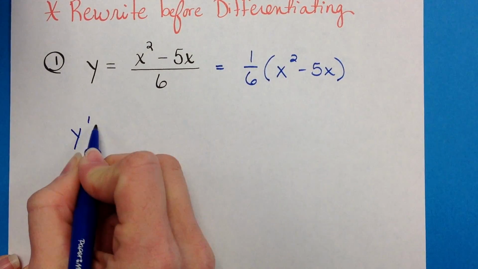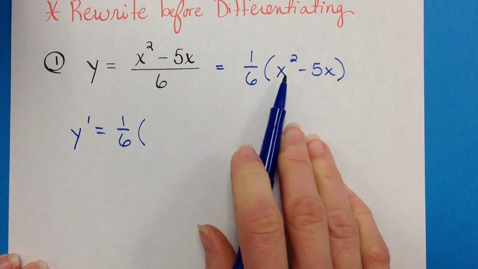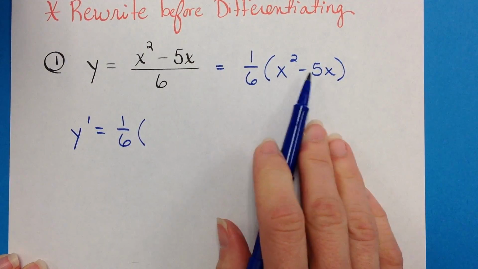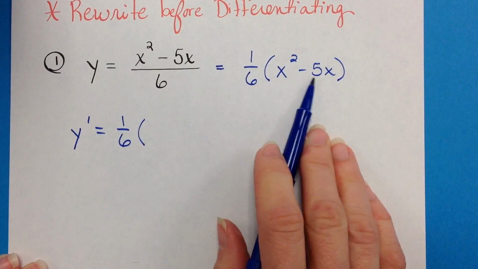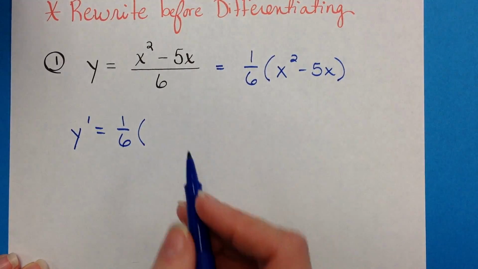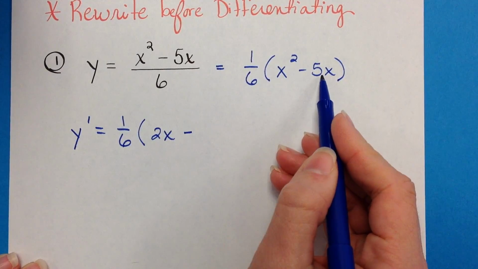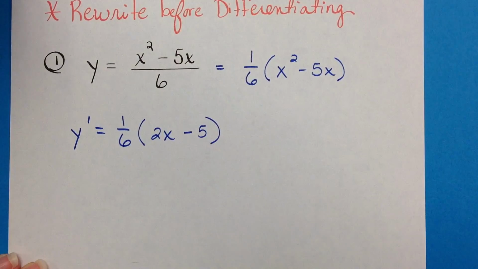So for this one, I'm going to have my 1/6, and then just take the derivative here, which you are allowed with the subtraction or addition to take the derivative individually of those terms. So this would just be 2x minus, and then the derivative of 5x would just be 5. So this would be your derivative.